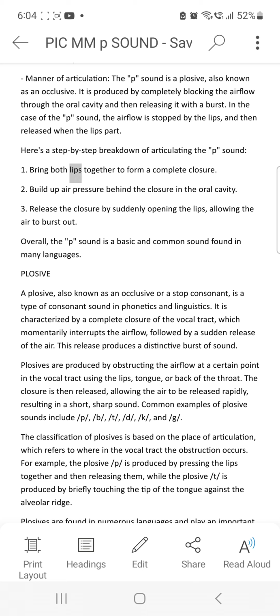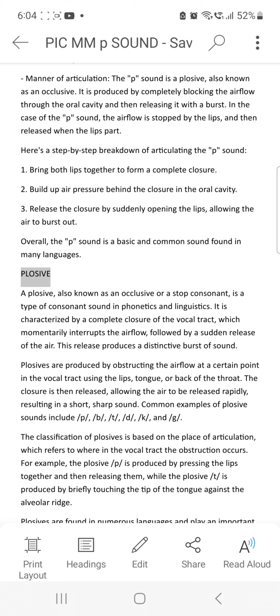One, bring both lips together to form a complete closure. Two, build up air pressure behind the closure in the oral cavity. Three, release the closure by suddenly opening the lips, allowing the air to burst out. Overall, the p sound is a basic and common sound found in many languages.